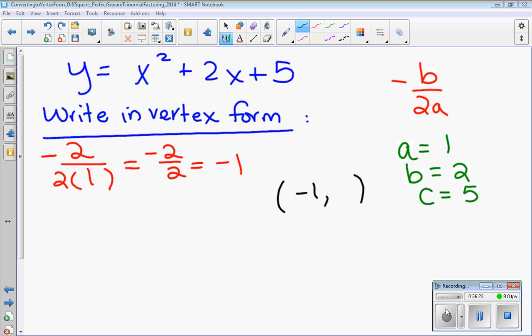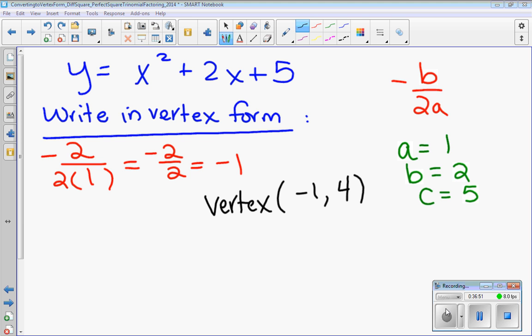Now be very careful. You have to use parentheses. If you don't use the parentheses, it won't work, folks. So when I plug this in, I have parentheses negative 1 squared plus 2 times parentheses negative 1 plus 5. What is the y coordinate? 4. That is the vertex.